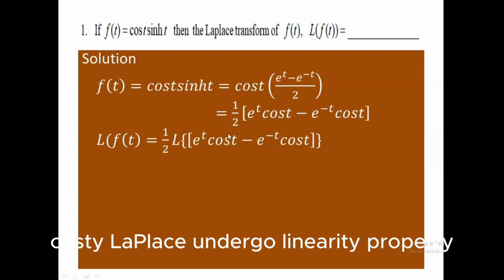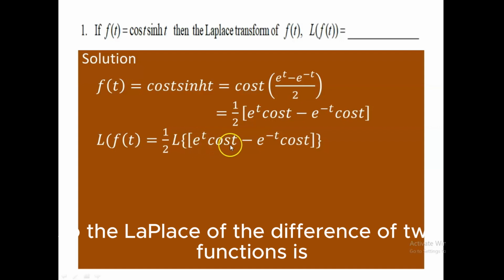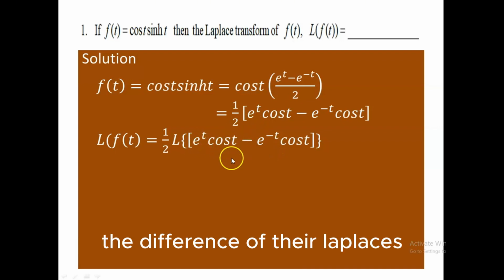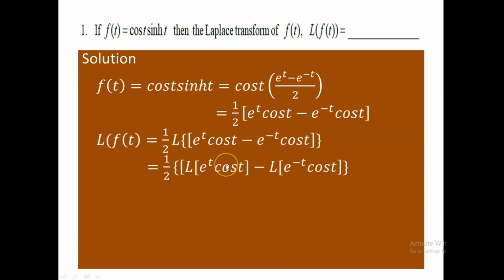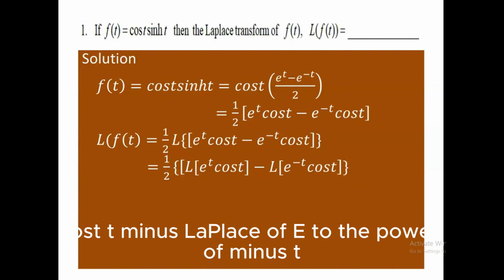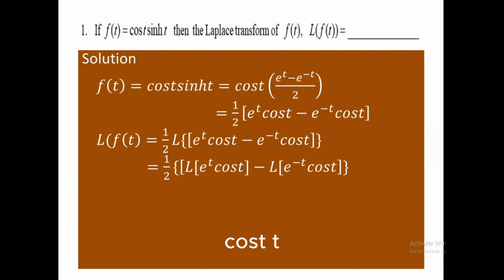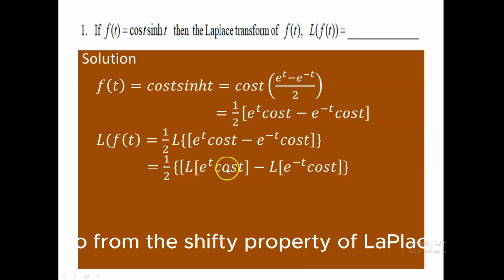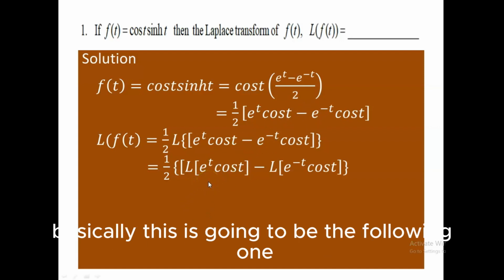The Laplace undergoes the linearity property, so the Laplace of the difference of two functions is the difference of their Laplaces. Therefore, this is going to be 1 over 2 times the Laplace of e to the power of t cos t minus the Laplace of e to the power of minus t cos t. From the shifting property of the Laplace, this is going to be the following.